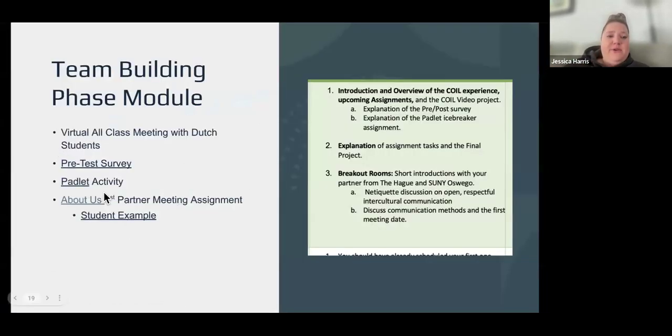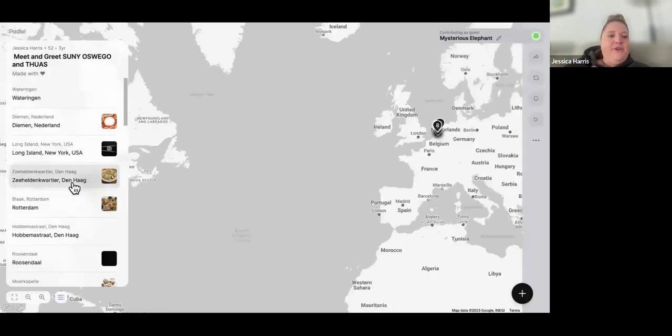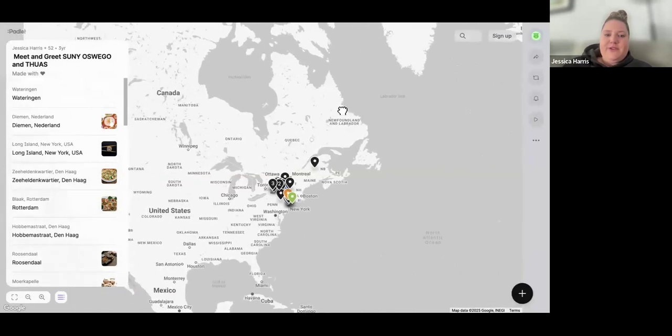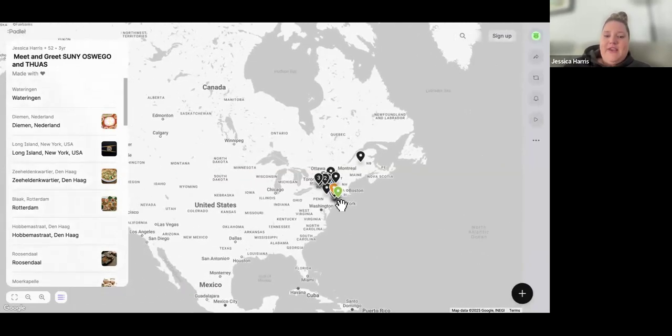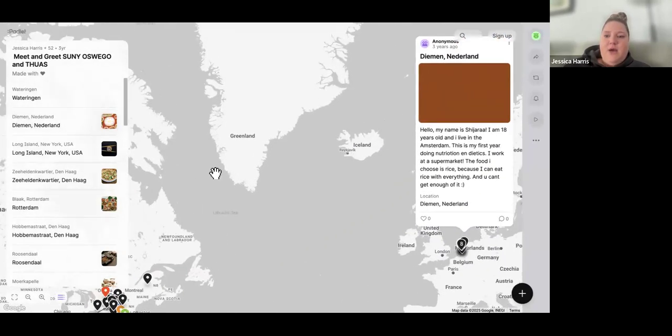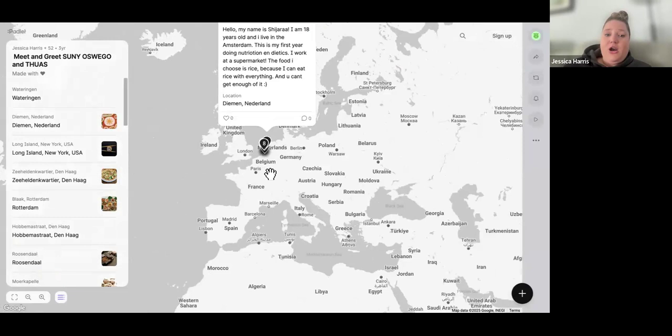We also, in this team building phase, have them complete the Padlet activity, which is their first icebreaker. And if you haven't used Padlet before, there are wonderful different ways that you can use it. Here it was a way for them to see the full map, and they could click on a person and see where that person's located, what their name is, what their favorite food was, those types of things. So it was cool to see where people are.